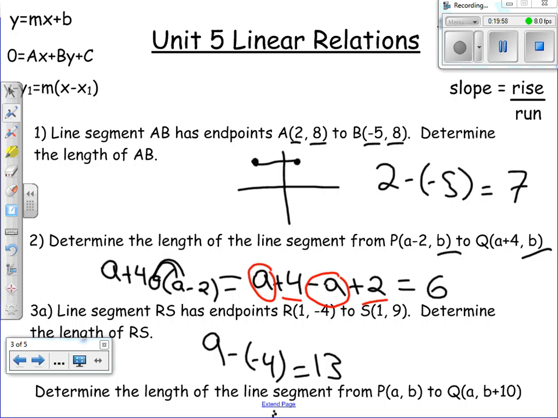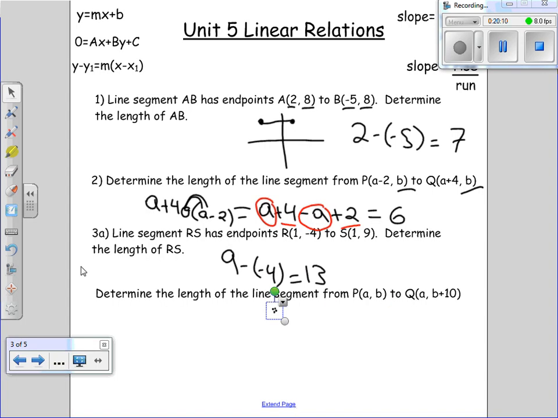Got an answer for the line segment of PQ? So 10. Weston. Yeah, it's 10. So you should have seen that the A's are equal to each other, and done B plus 10 minus B. B's cancel out. Good job, Weston.